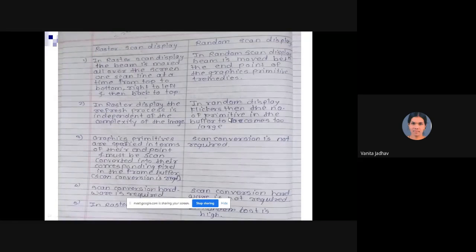But in random display, flickers occur when the number of primitives in the buffer becomes too large. So whenever the image is somewhat complex, it moves in between the primitives. In random display, flickers occur when the number of primitives in the buffer becomes too large.